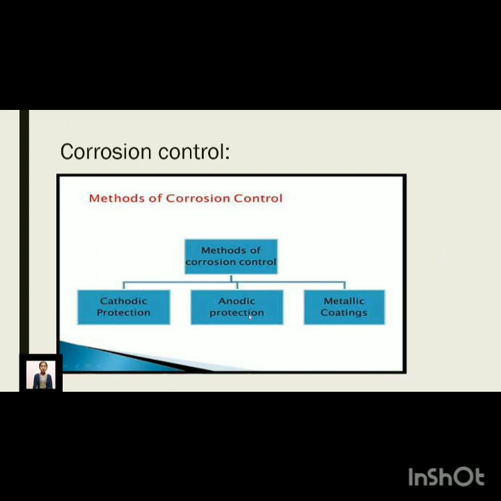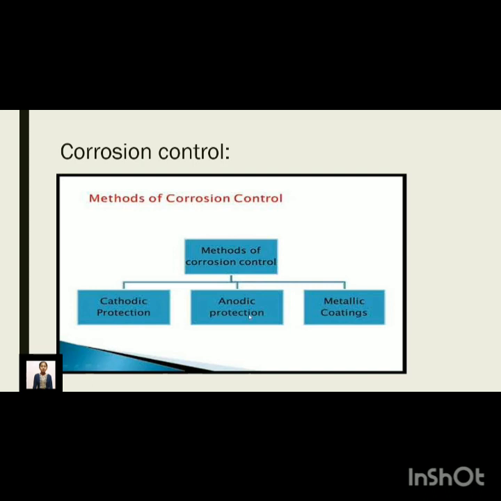So the next topic is corrosion control. The metal can be prevented from corrosion by isolating it or by blocking either of the reactions. This process is called corrosion control. There are three methods of corrosion control: cathodic protection, anodic protection, and metal coatings. Metal coating is a method of depositing a layer of metal over a substrate which protects the metal from corrosion.